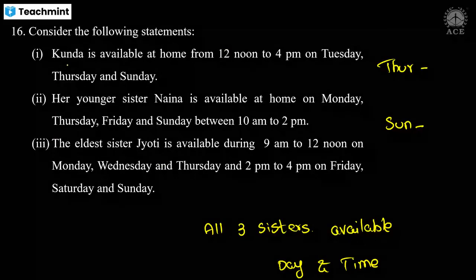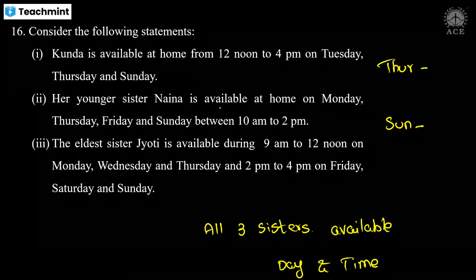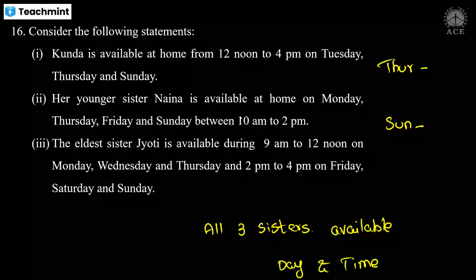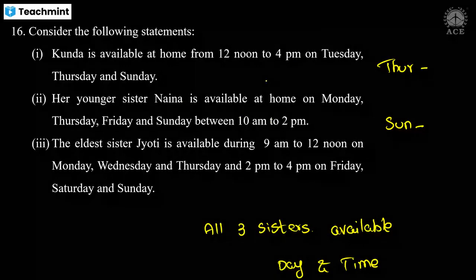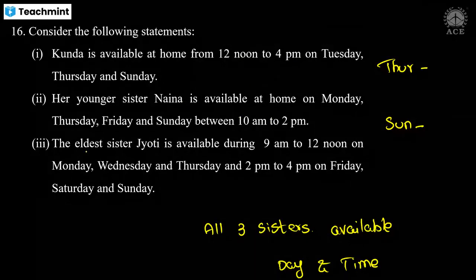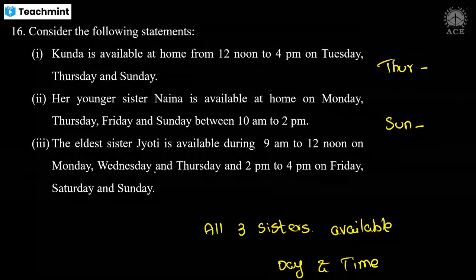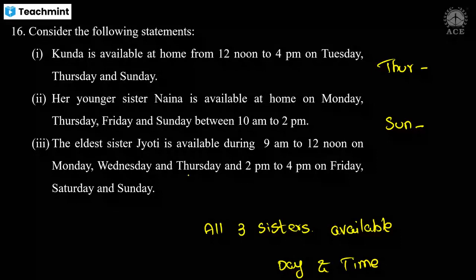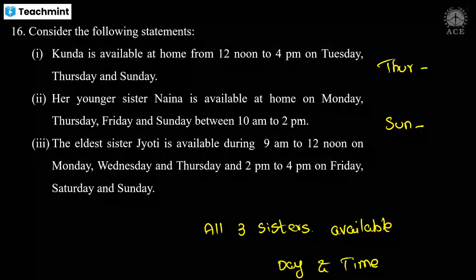Thursday, Kunda 12 noon to 4. Thursday, Naina 10 a.m. to 2. These 2 people are commonly available from 12 to 2 on Thursday. Whereas Jyoti is available 9 a.m. to 12 on Monday, Wednesday, Thursday. So here the common timing on Thursday is 12 noon.